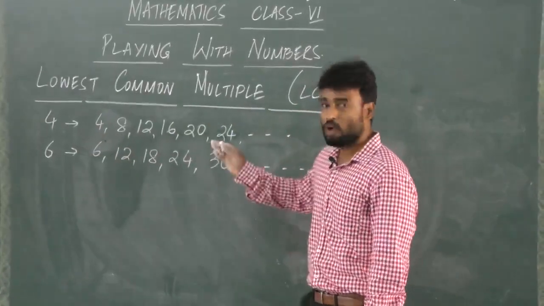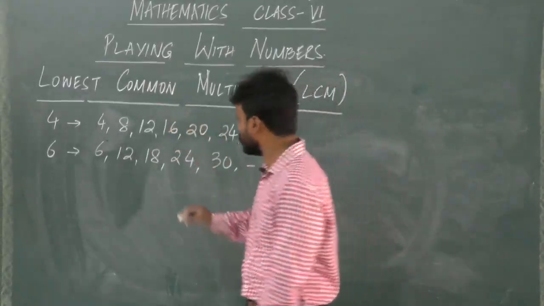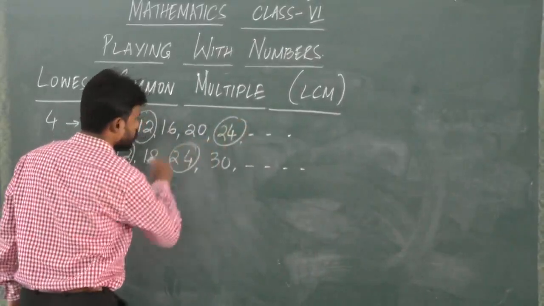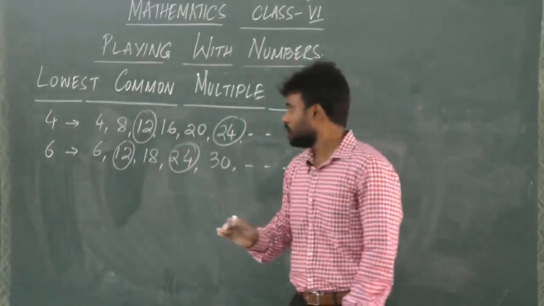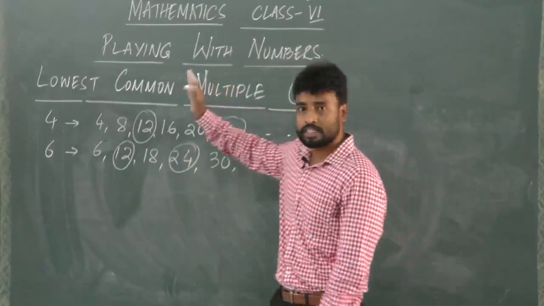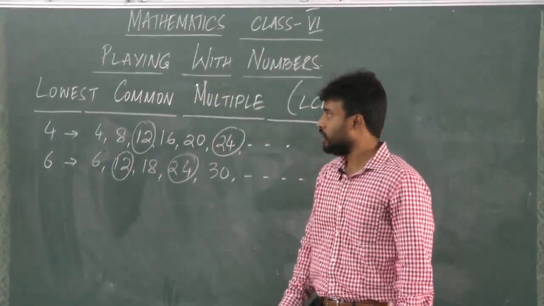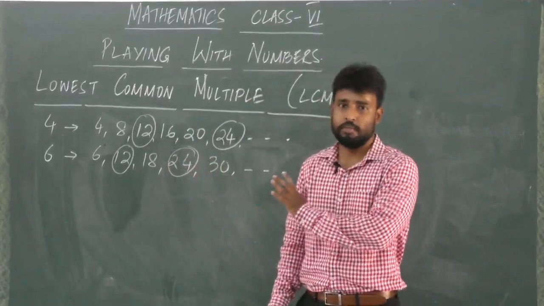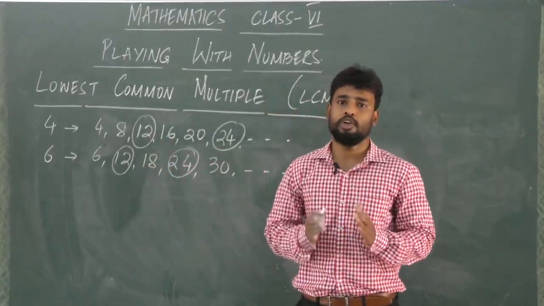Next we'll find out the common multiples. The common multiples are 12 and 24. So we have first found out the multiples, and then we found out the common multiples. Now we have to see which is the lowest among these common multiples. We find that 12 is the lowest among the common multiples.